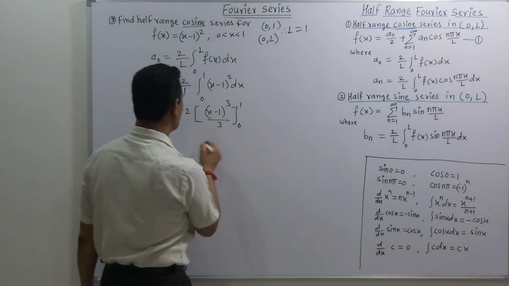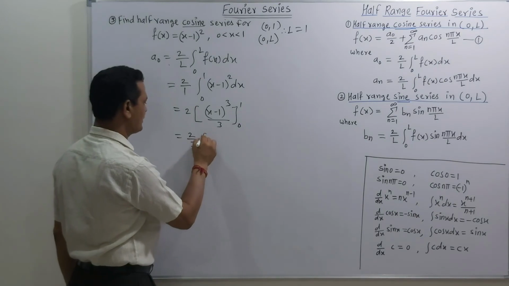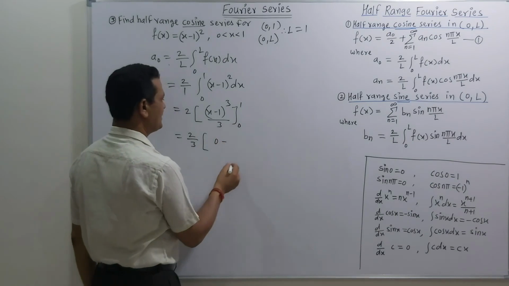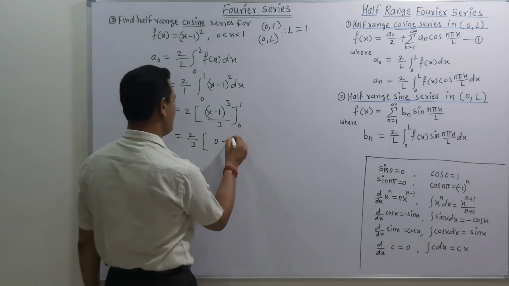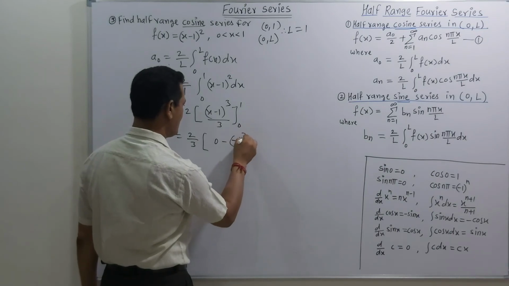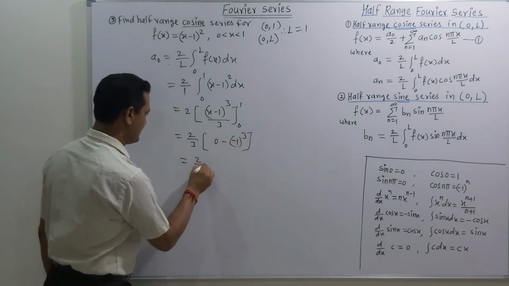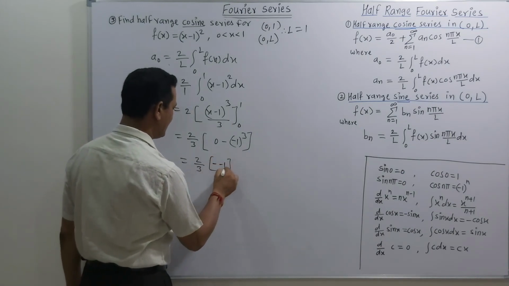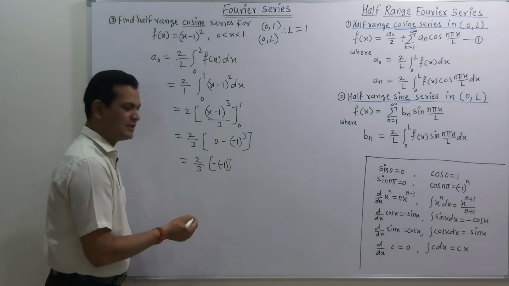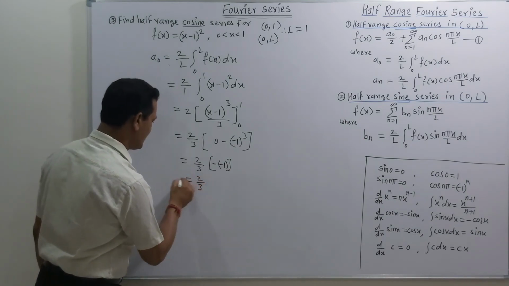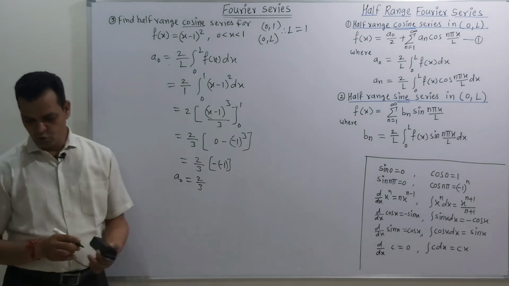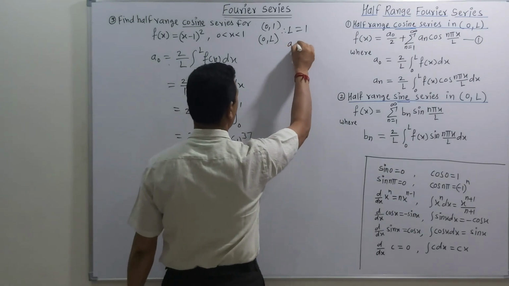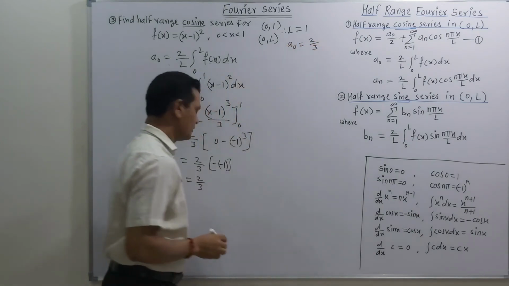Now its limit is 0 to 1, so we can write this as 2 upon 3. If we put the upper limit, then this is 1 minus 1, which is 0, minus the lower limit x equal to 0, so we write minus (minus 1) cubed. So we get 2 upon 3, then minus into minus 1, that means plus 1. Finally we reach the answer for a naught as 2 by 3. This is the value of the first coefficient. For substitution purposes, I will write a naught is equal to 2 upon 3 here.